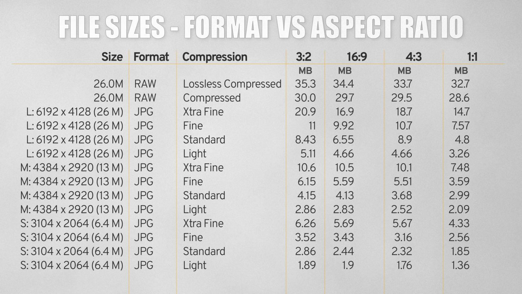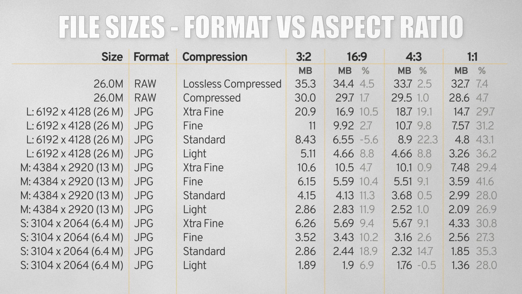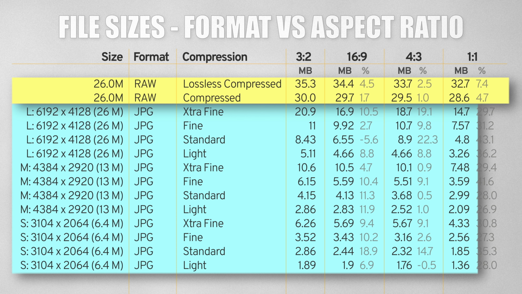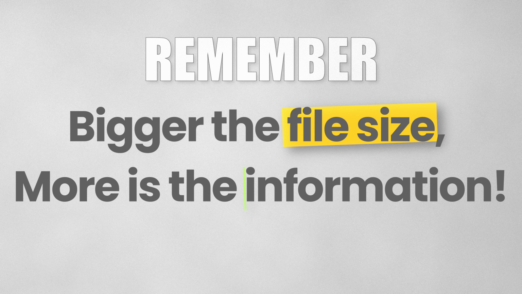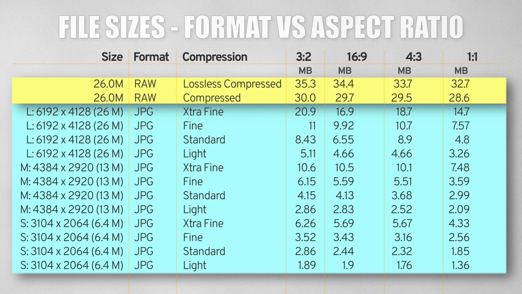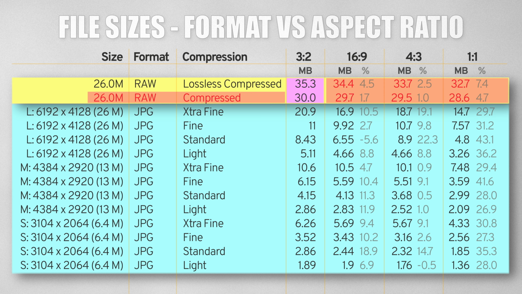Here is the table showing how output file sizes are when photos are shot in the RAW and JPEG formats with different file types and aspect ratios. Again, remember, bigger is the file size, more is the stored information. From this table, you can infer that the RAW files offer maximum information that this sensor has to offer. But not all RAW files are made the same.